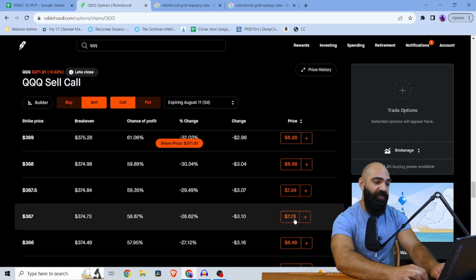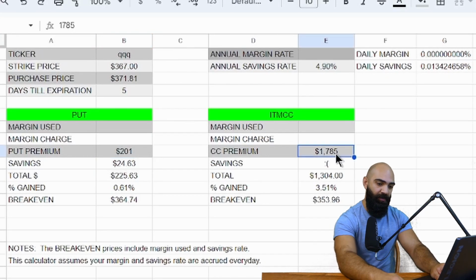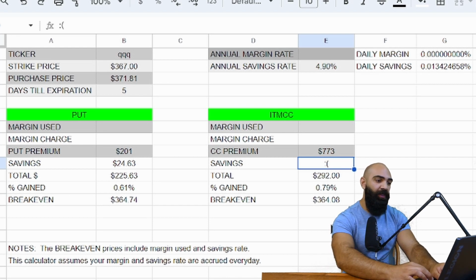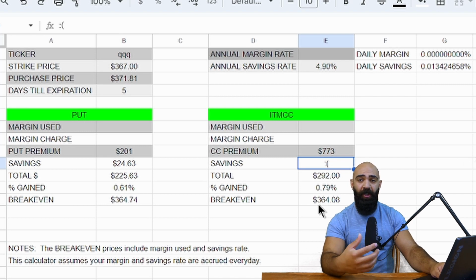Let's see our covered call. $367, $773 is what we'll get. And we can see even with the savings rate, the in-the-money covered call is still better. So there are times the in-the-money covered call is going to make more sense. I've had examples in the past video where selling the put made more sense.